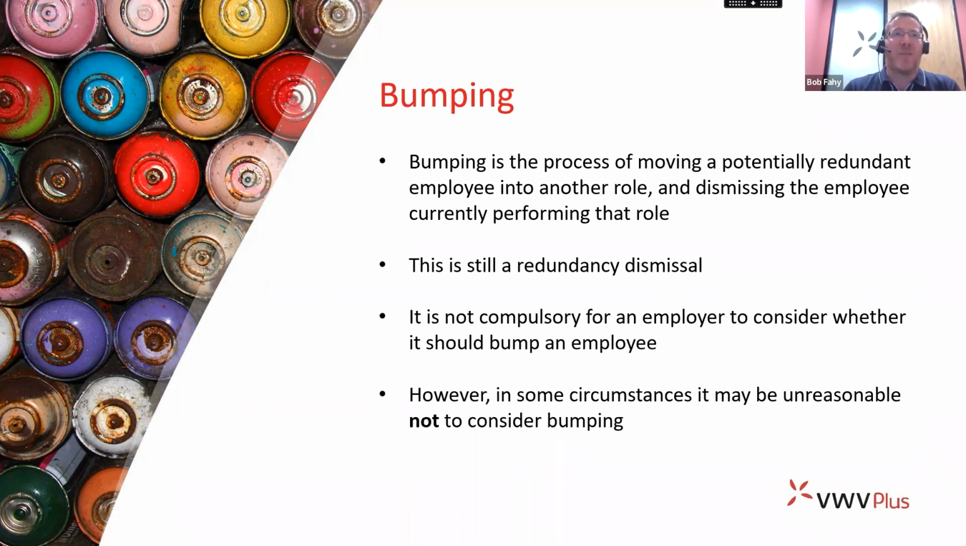judicial authority for the final bullet point, that in some circumstances it may be unreasonable not to consider bumping, but couldn't really point us to the situation where that would definitely be the case. And all these decades, I'm afraid, later, I think we're in the same situation. It's quite difficult to identify in any particular process a situation where a failure to consider bumping is going to lead to an unfair dismissal finding.